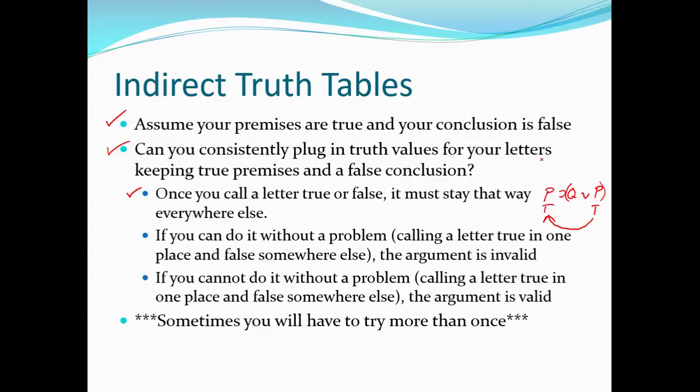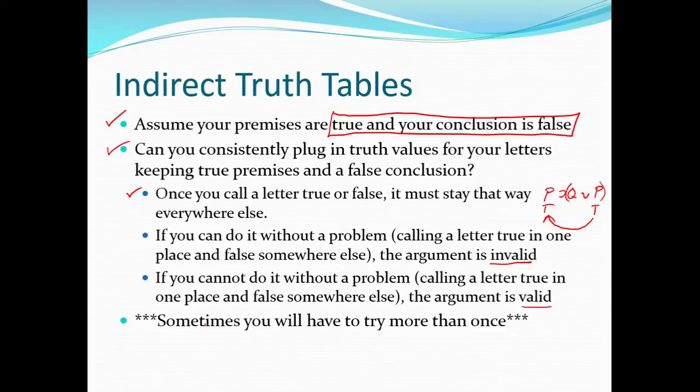Step 3, if you can do it without a problem, in other words, keep your premises true and your conclusion false, and plug in truth values for all of your letters, if you can do that without a problem, and a problem would be you'd have to call a letter true in one place and false somewhere else, the argument is invalid. Because remember, you're trying to create all true premises and a false conclusion. Well, if you do have true premises and a false conclusion, that can't be a valid argument. So if you can make true premises and a false conclusion, and you don't encounter any problems, the argument is invalid. If you do run into a problem, or you can't do it without a problem, the argument is valid.